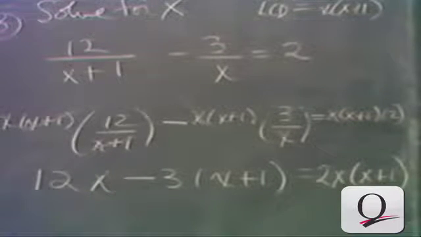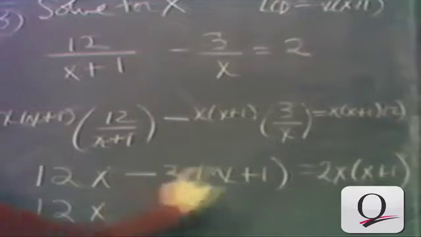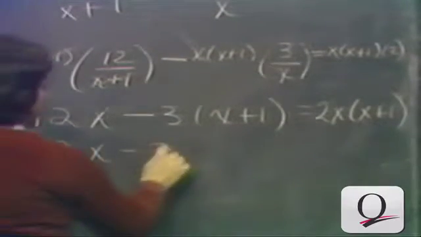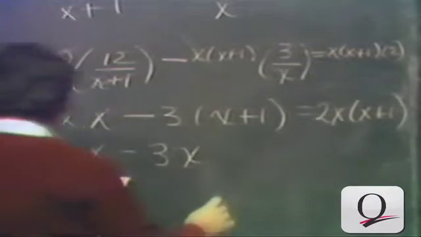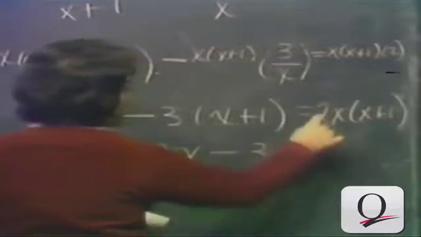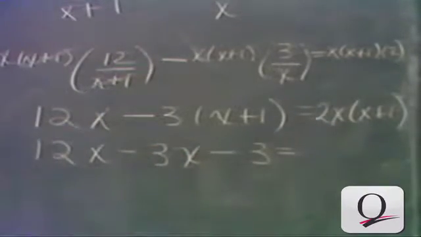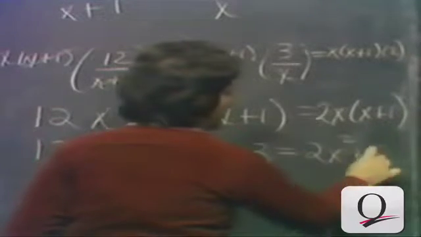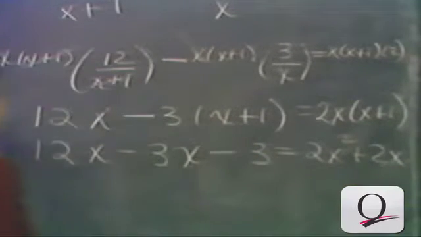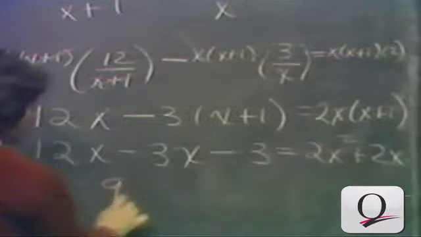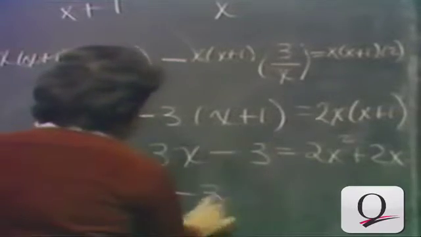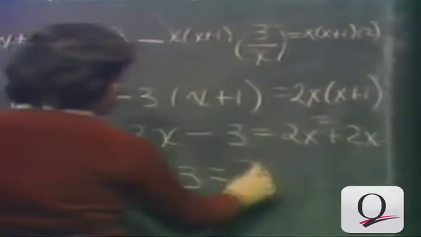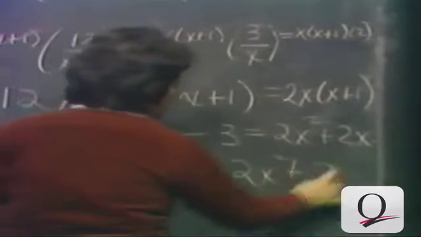Now distribute the minus 3 through the parentheses, giving you minus 3x minus 3 equals, here distribute the 2x through the parentheses, giving you 2x squared plus 2x. Now, let's see what we have. On the left, 12x minus 3x. That gives you 9x minus 3 equals 2x squared plus 2x.